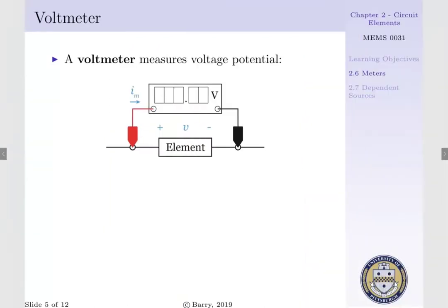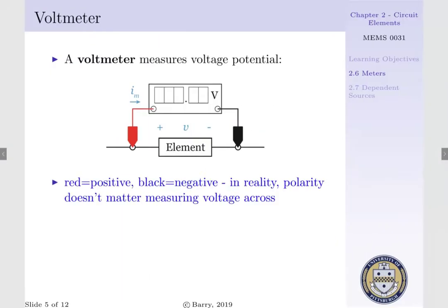A voltmeter measures voltage potential and is shown schematically below. Our red lead indicates a positive terminal, and our black lead indicates a negative terminal. In reality, if you have the terminals switched, it is of no consequence, for you will still have the same magnitude of the voltage potential across your element.